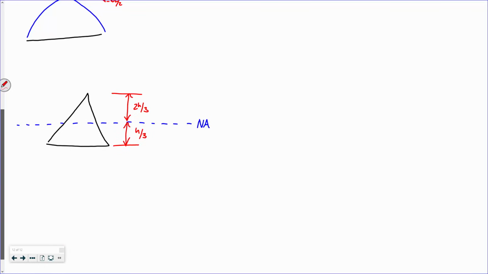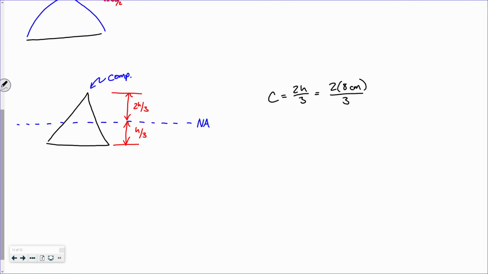Now, we know that our extreme fiber distance, remember, if we're bending this and it looks like this, this is the side that's experiencing compression, right? So our extreme fiber distance, c, is going to be 2h over 3, which is what? 2 times 8 centimeters over 3, which is what? 5.33 centimeters. Everybody okay with that?